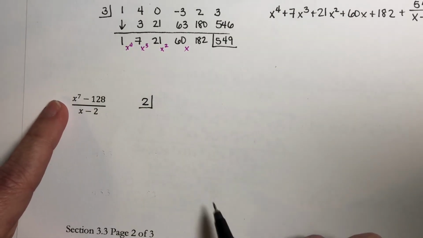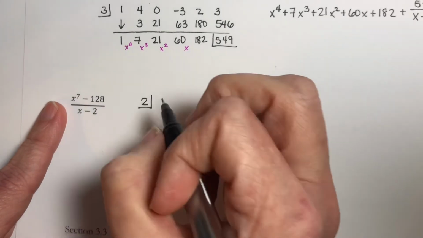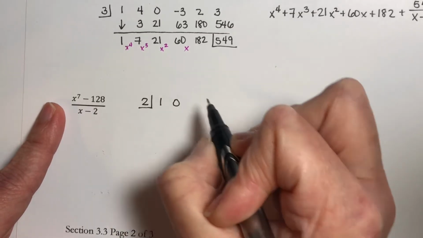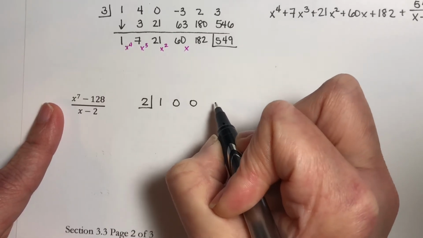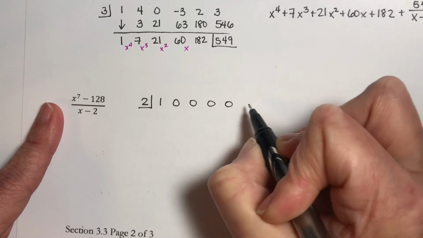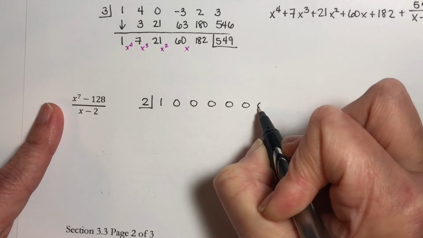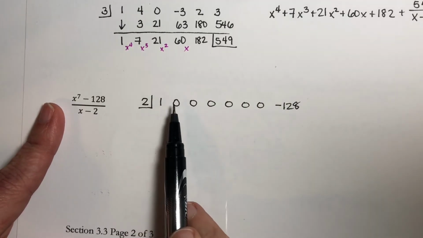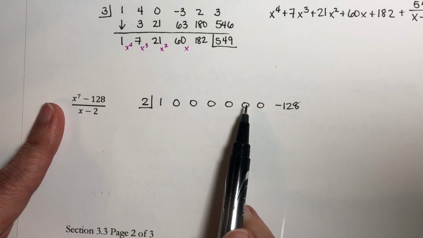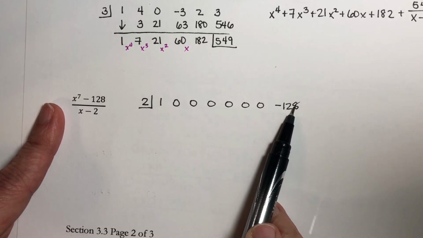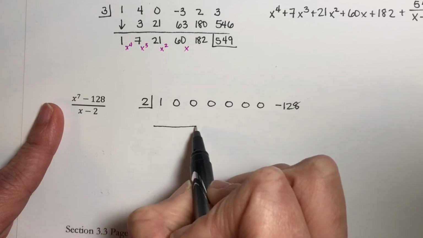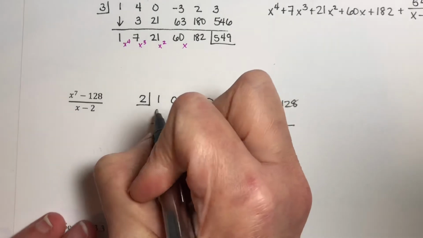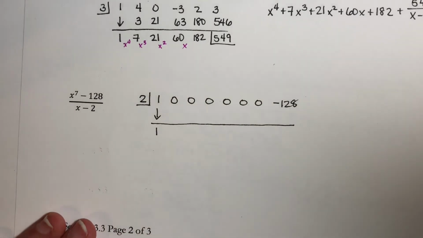Okay, so now let's write down our coefficients here. Well, we start off with a 1, which is our 7th power. Our 6th power is a 0. 5th power is a 0. 4, 3, 2, 1, and then we have a minus 128. Let's double check. 7, 6, 5, 4, 3, 2, 1, constant. Leave yourself a space, draw yourself a line. Okay, first step is you bring down the 1, and we're just going to keep multiplying and adding as we go along.